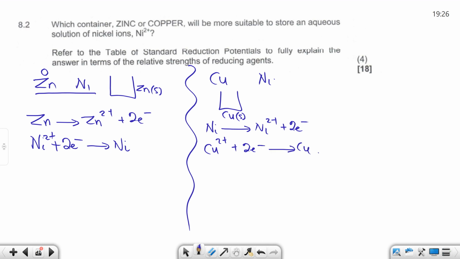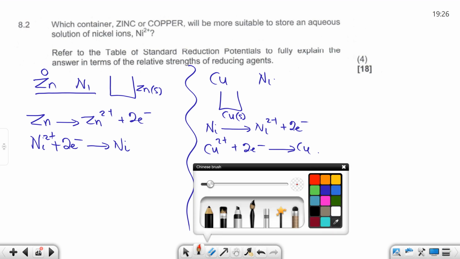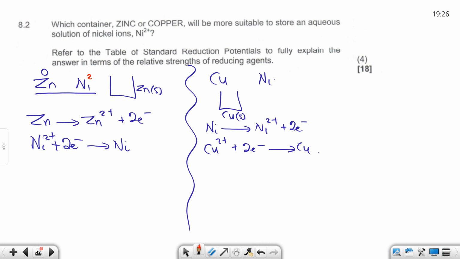Now, please let's check. We focus on the reactants. What's my reactant here? Remember they said nickel 2+ ions. Do we have nickel 2+ ions here? Yes. Is that fine? Do we have zinc solid here? Good. What is your zinc doing?